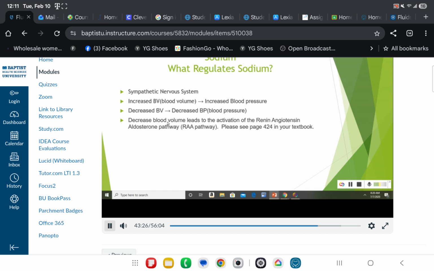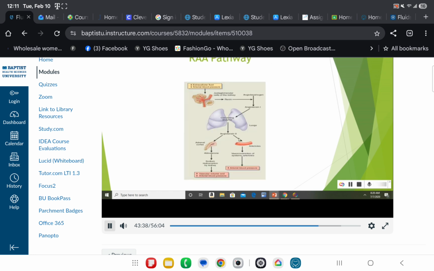So a decrease in blood volume is going to lead to the activation of the renin, angiotensin, aldosterone pathway. This pathway is on page 424 in your textbook, but this is the picture of the pathway that's here. This is the pathway that you need to remember, okay? So whenever you have a decrease in blood volume, the kidneys are going to recognize that, and the cells of the kidney are going to produce the enzyme called renin, okay? So renin is an enzyme that's produced by the kidneys when you have a lack of blood flow that activates this pathway.